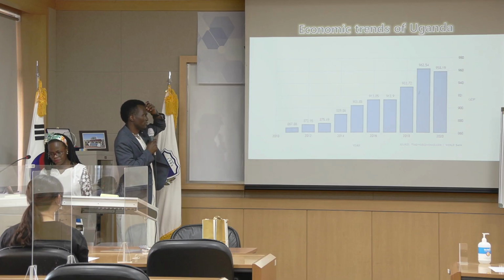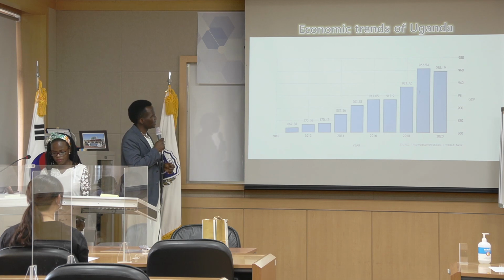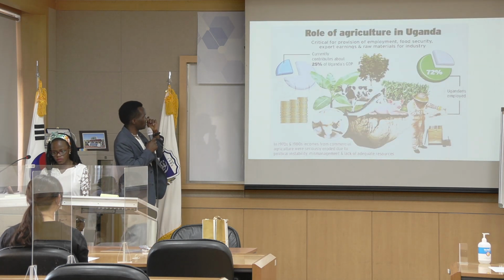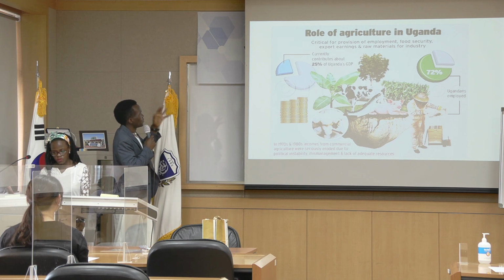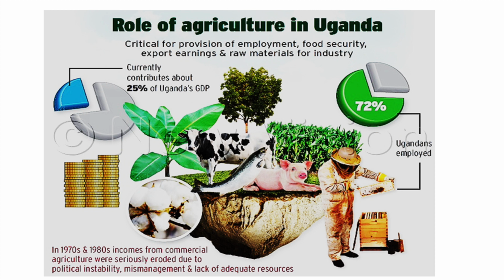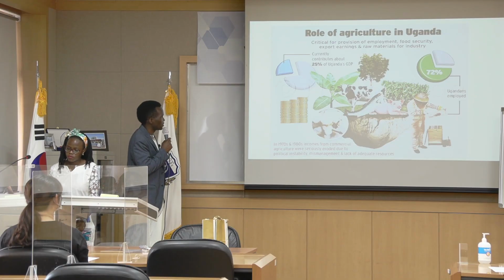You can see, because of the pandemic, there is a challenge whereby the poverty rate has really increased, and we are trying to recover. With the inflation all over the world, the country is struggling to recover through agriculture. Agriculture plays a very big role, and it is critical for provision of employment, food security, export earnings, raw materials for industry. Currently, it contributes about 25% of Uganda's GDP.